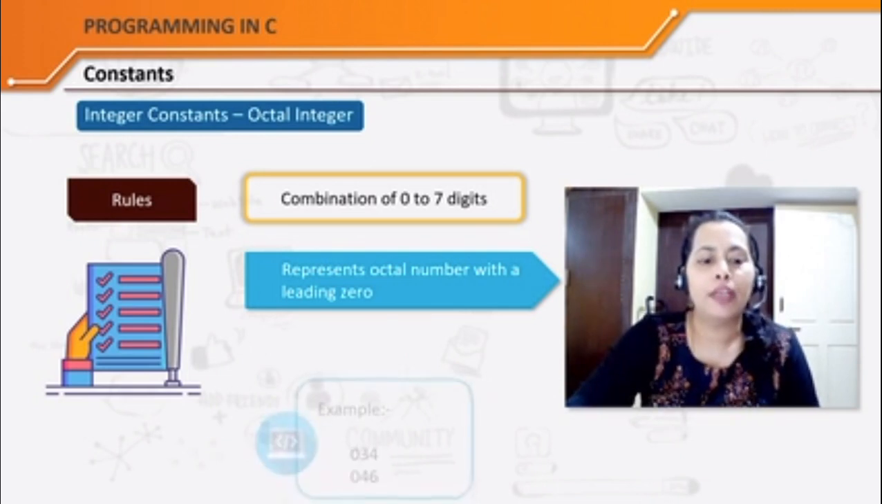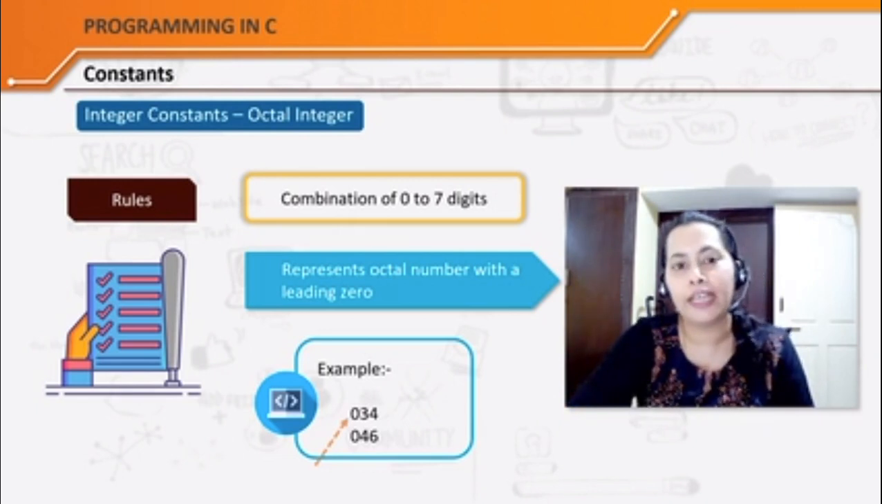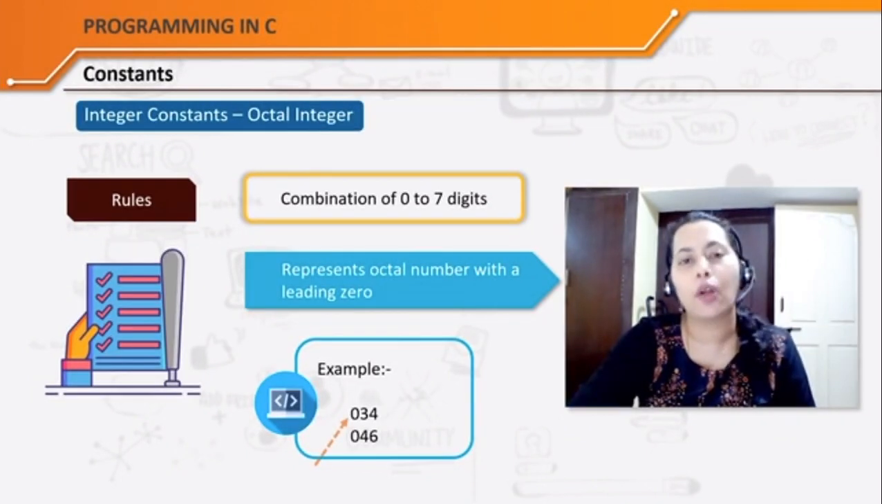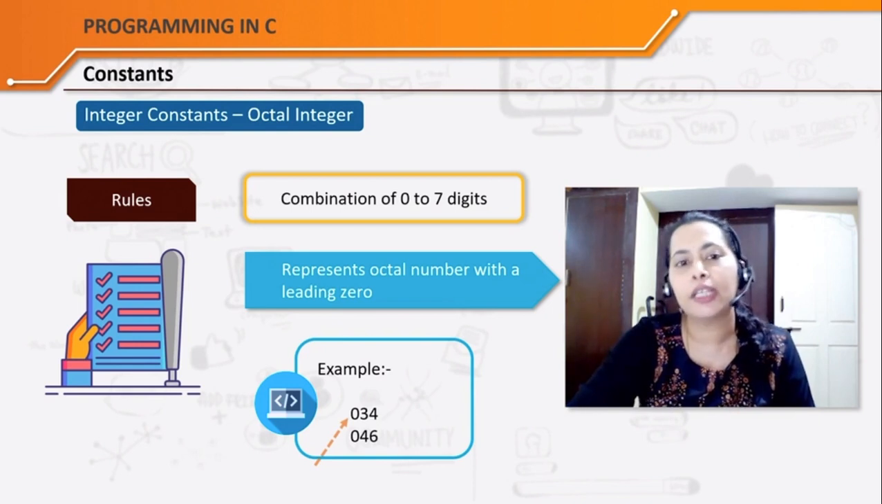Now, for example, 34 here can be a decimal number because it is formed within the combination of 0 through 9 digits, or it can also be an octal integer because it is formed within the combination of 0 through 7 digits. So to differentiate it as an octal integer constant, we represent it with a leading 0. So now 034 is an octal integer constant. It is not a decimal number. If it is a decimal integer constant, then we do not precede the number with 0.